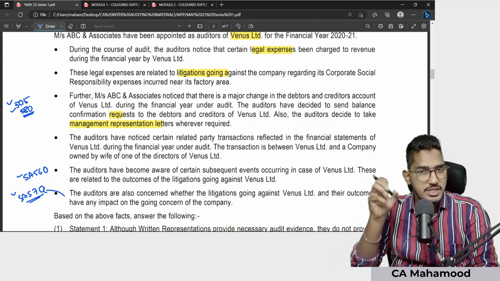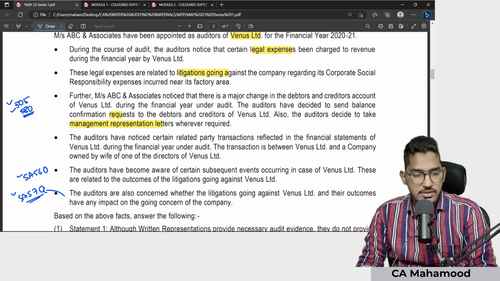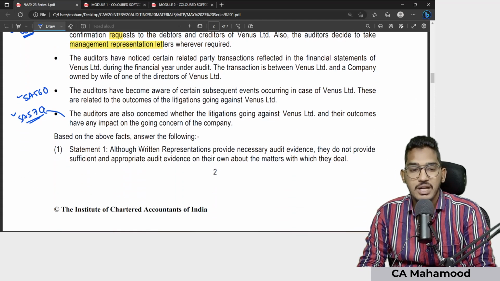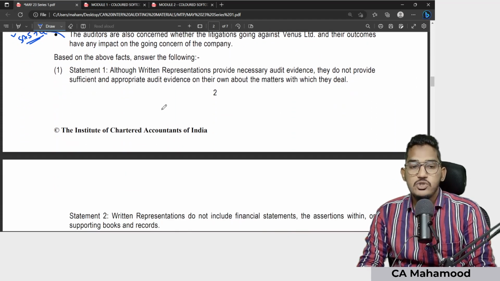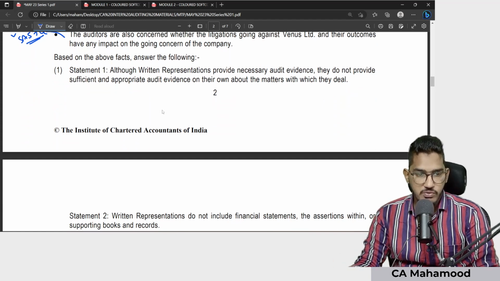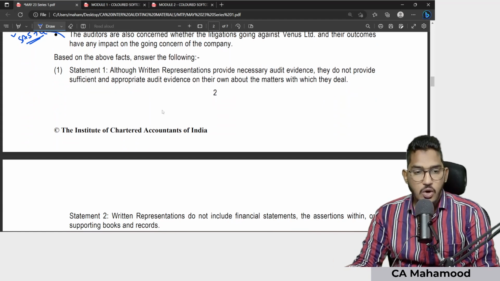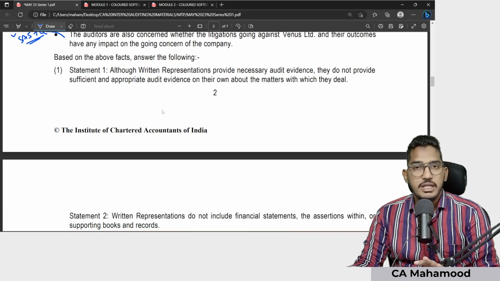Now, on the basis of these facts, they are asking us to answer some questions. Let us have a look at what questions they are asking and what the answers are. Based on the above facts, answer the following. First question, statement 1: Although written representations provide necessary audit evidence, they do not provide sufficient appropriate audit evidence on their own about the matters with which they deal. Do you agree with that?